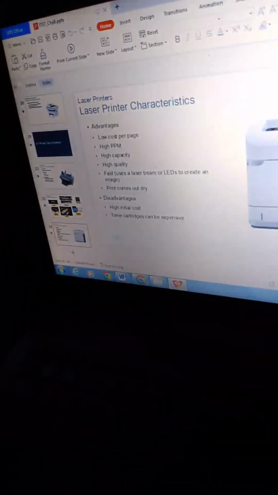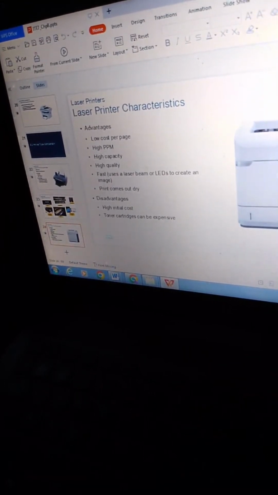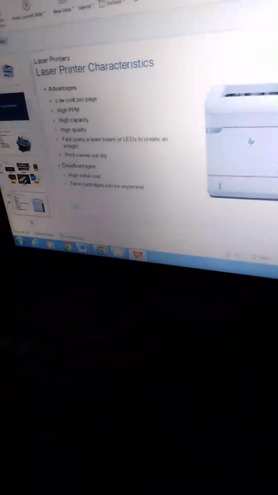The advantages, as you can see on the screen, they are low cost. They print low cost per page. They have high ppm, that is page per minute.